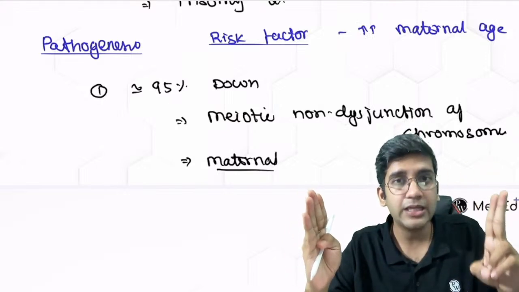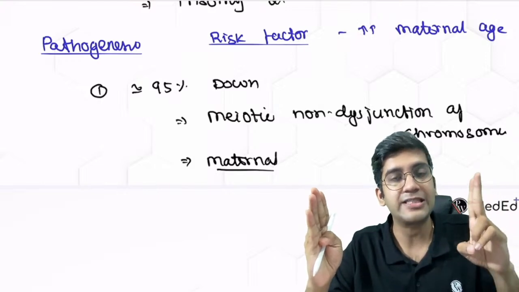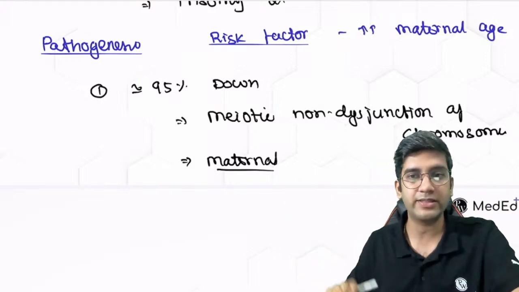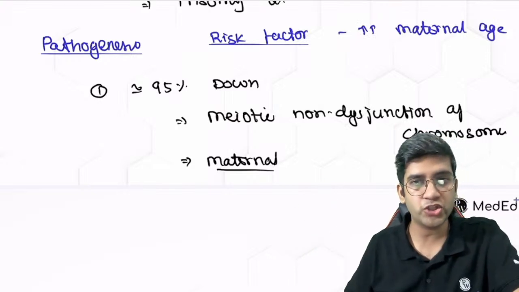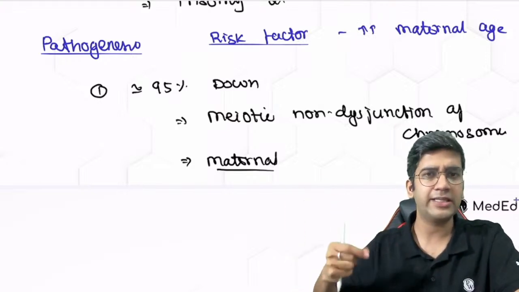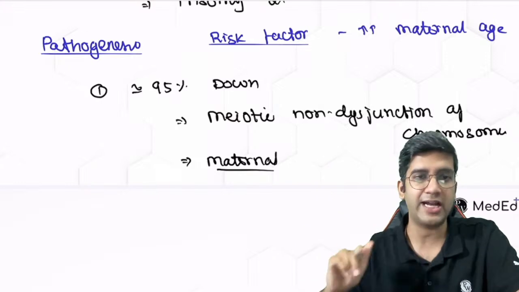But on the other hand, in the mother it starts at the fetus, intrauterine life. So it's an older ovum. That's why maternal meiotic non-disjunction is more important than paternal. That's why mother's age is a risk factor and not dad's age, right?